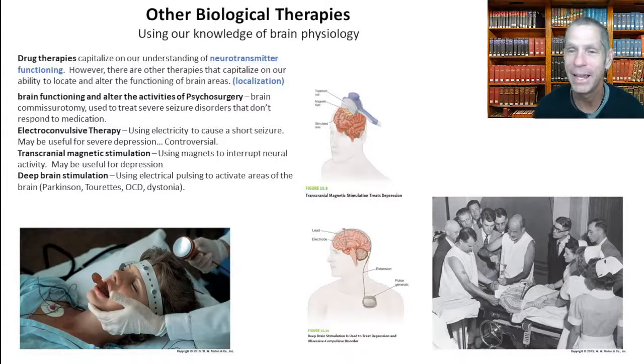However, it's made a comeback. It is still kind of controversial, but there are some people who suffer from really, really severe depression that doesn't respond to medicine. And what they found is that some of these people report a quick and significant increase in the positivity of their mood after going through ECT, or electroconvulsive therapy.